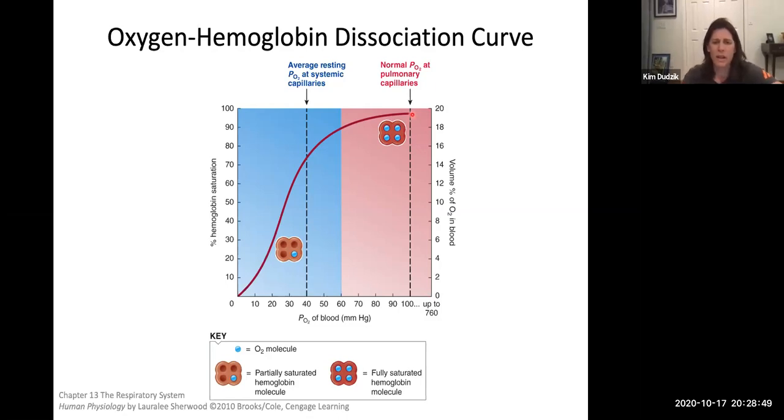Okay, so the way we read this is that when we go across to the y-axis, we see that the percent hemoglobin saturation when we're at 100 millimeters of mercury is really close to 100%. So that means the hemoglobin is fully oxygenated. Okay, we never reach completely 100%. It's usually like 98, 99. Okay, but you can call it 100%.